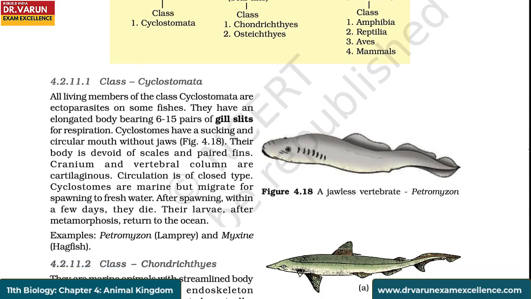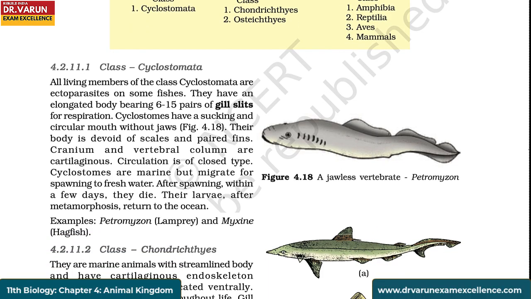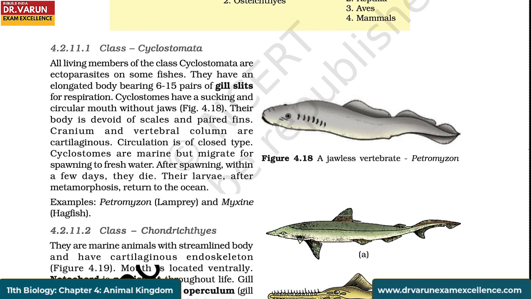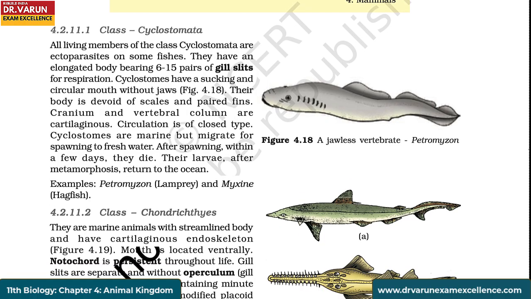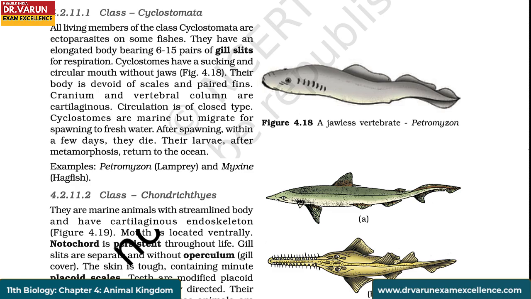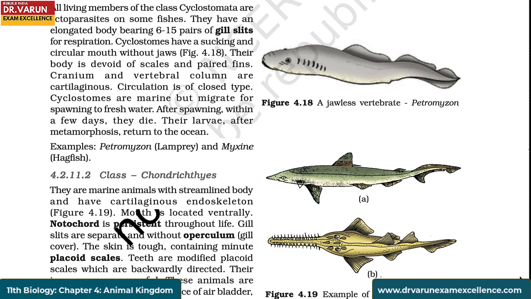Class Cyclostomata. All living members of the class Cyclostomata are ectoparasites on some fishes. They have an elongated body bearing 6 to 15 pairs of gill slits for respiration. Cyclostomes have a sucking and circular mouth without jaws. Their body is devoid of scales and paired fins. Cranium and vertebral column are cartilaginous. Circulation is of closed type.